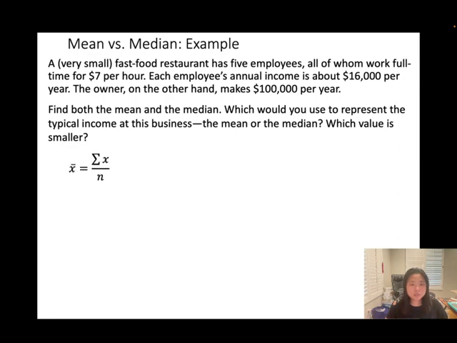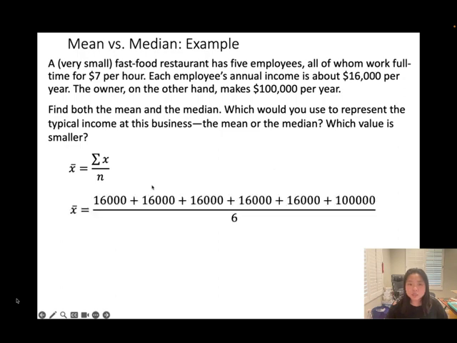Okay, this is the formula for finding the mean. You're going to add up all the data in here. They say they have 5 employees, and all of them are earning $16,000 per year. There's only one owner, who earns about $100,000 per year. So this is going to be your data.